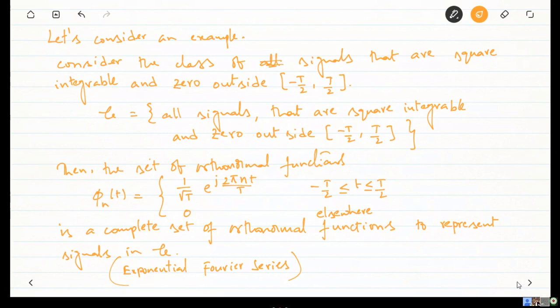We have seen this entire derivation in the sense that we have taken a finite energy signal s of t, and we try to express that as a linear combination of orthonormal functions. So we have a set of orthonormal functions, and we try to express s of t as a linear combination of them. Then we wanted to find these coefficients in such a way that the energy in the error signal is minimum.